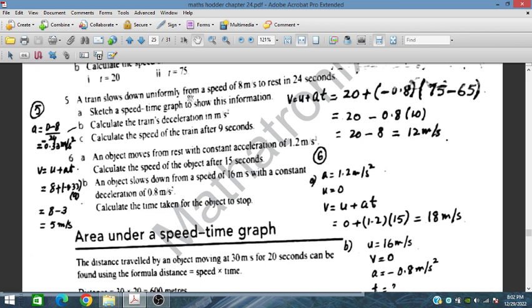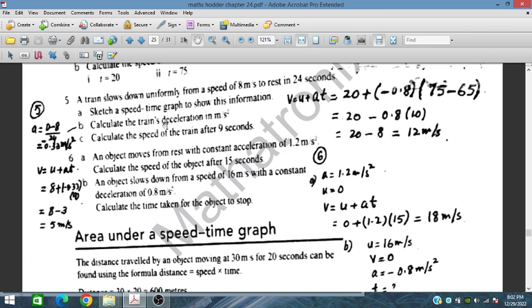A train slowed down uniformly from a speed of 8 meters per second to rest. So the initial speed was 8 meters per second and it reaches zero speed, so 0 meters per second in 24 seconds. So the speed graph can easily be seen from this: a negative slope. The initial speed was 8 meters per second and the final speed is 0 in 24 seconds. On the time axis we will write 0 to 24 seconds, and that's very simple.